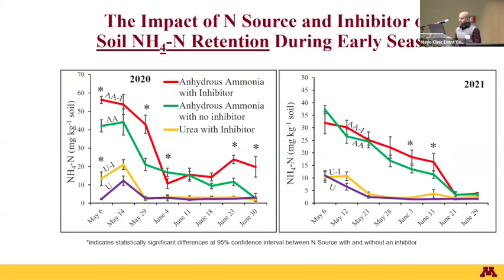Let's jump into the results now. The graph here shows the effect of nitrogen source and nitrification inhibitor on soil ammonium during May and June of each year. As you can see, we did not find a significant effect of herbicide on nitrification, so I'm not presenting the herbicide effect results here.